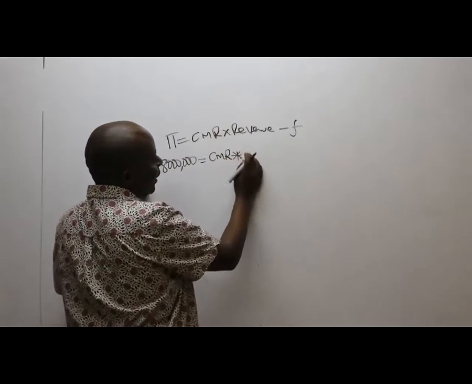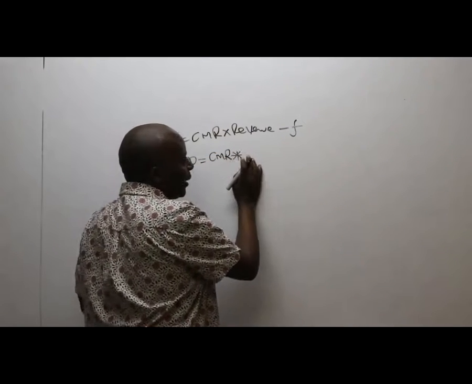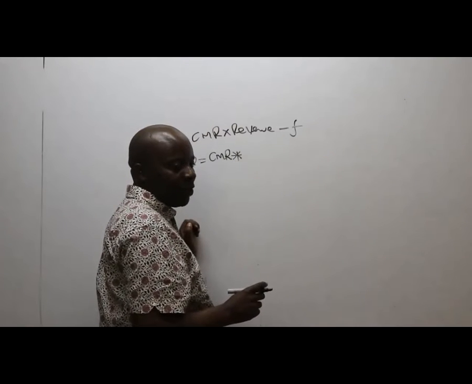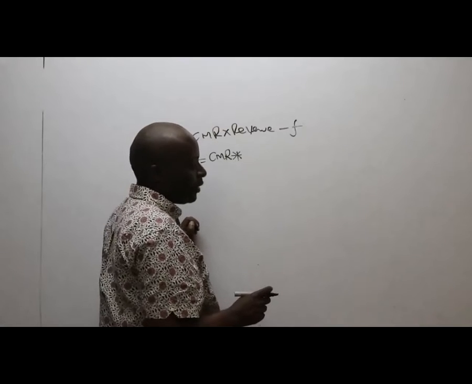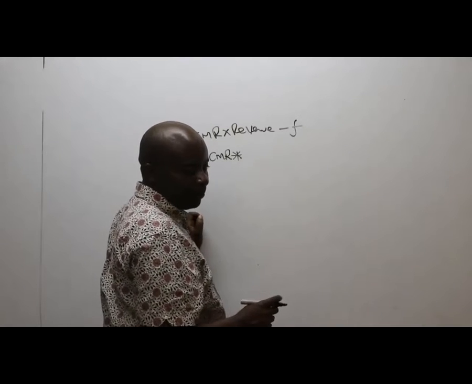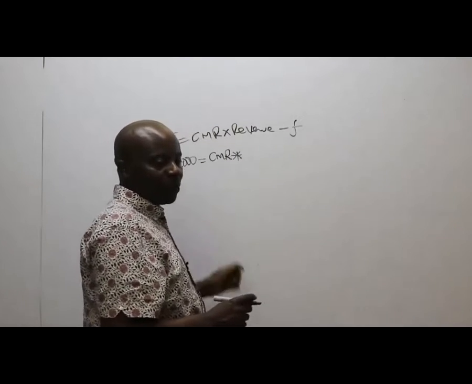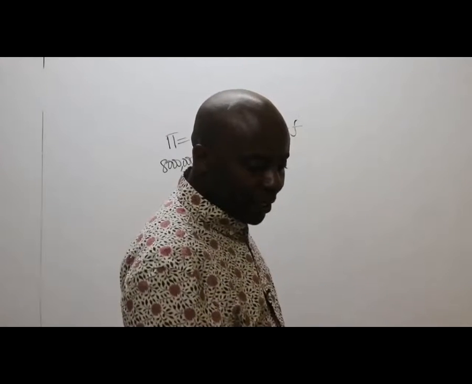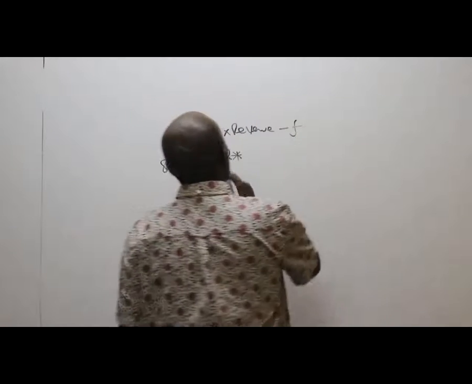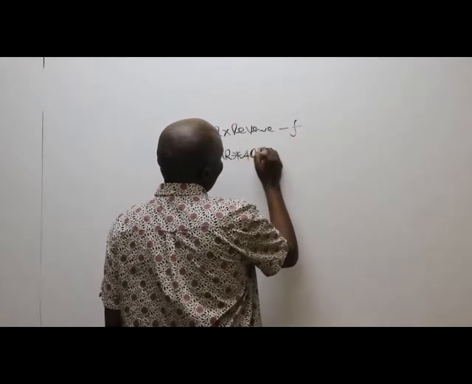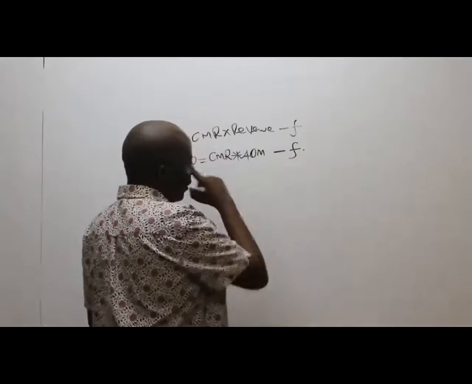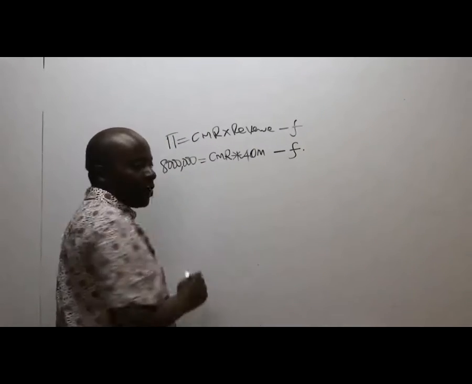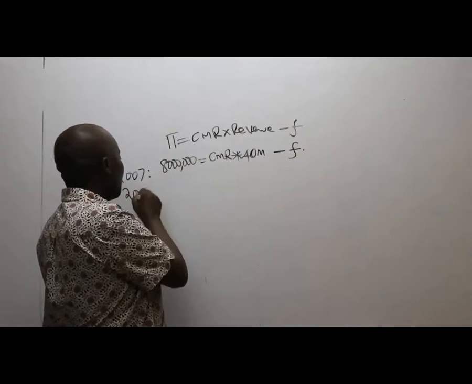But fortunately, we know the first year's revenue. Can somebody give me the 2007 revenue? They have given it to us. Yes, 40 million. So it will be CMR times 40 million minus fixed cost, which we also don't know. This is using 2007. How about 2008?